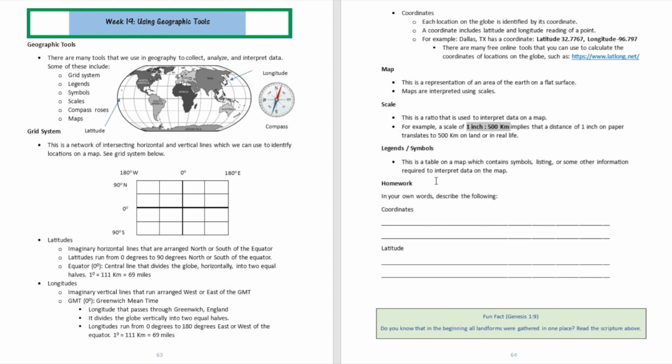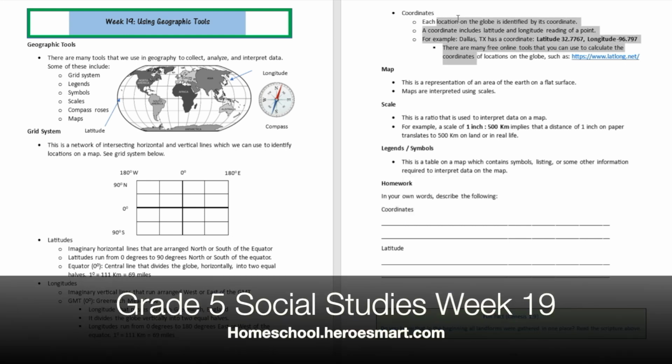All right, so please go ahead and do this for me. In your own words, what is a coordinate, or what are coordinates? Make sure you read these bullet points over there to be able to write that down for me. What is latitude? Write it down for me like this over there.